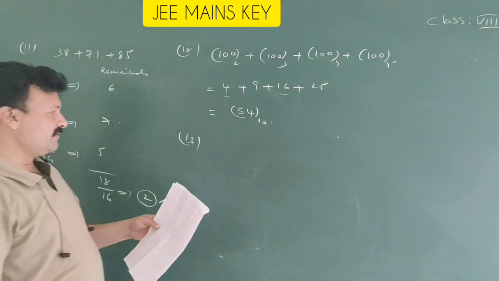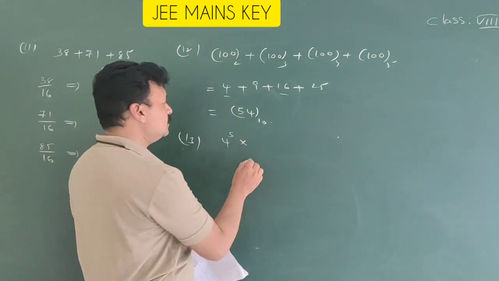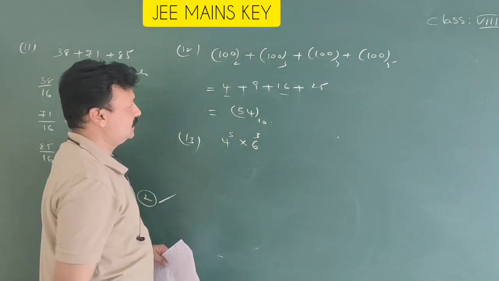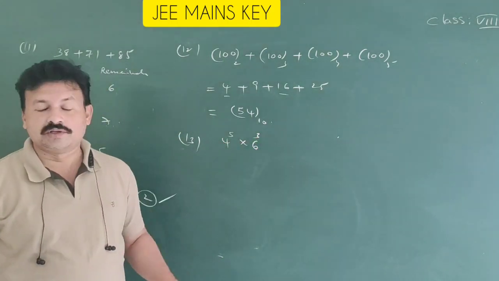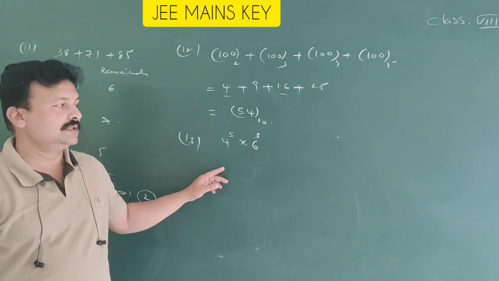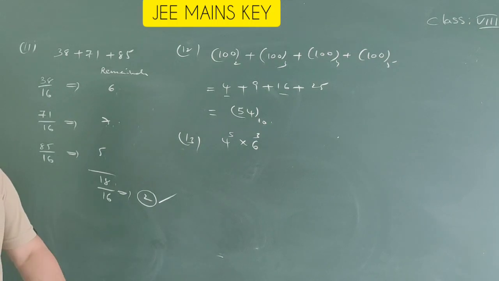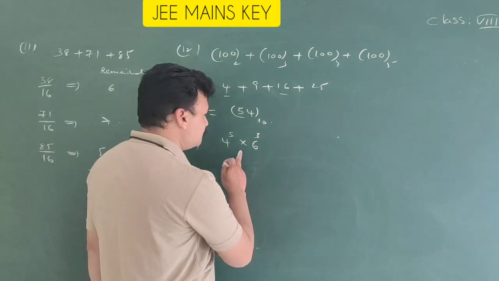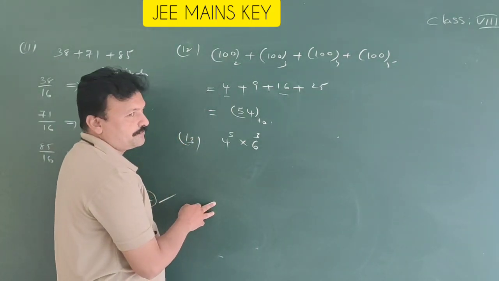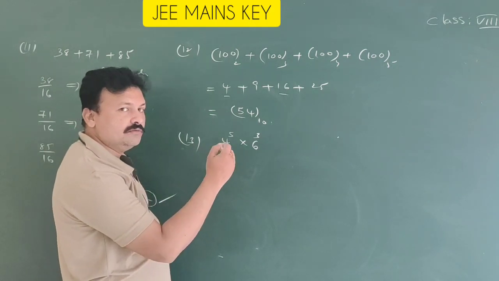Next, the number of divisors of 4 power 5 into 6 cube. Don't do it directly as 5 plus 1 into 3 plus 1. That is wrong, because after finding the prime factorization, with respect to the unique factorization theorem, we need to follow it. Every composite number can be characterized as a product of primes in one and only one way.